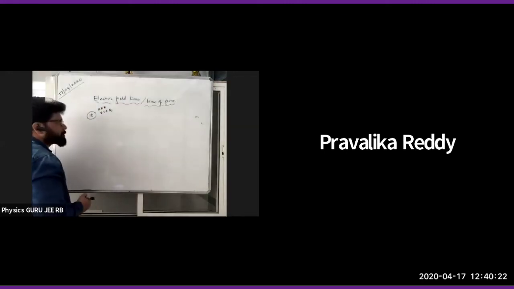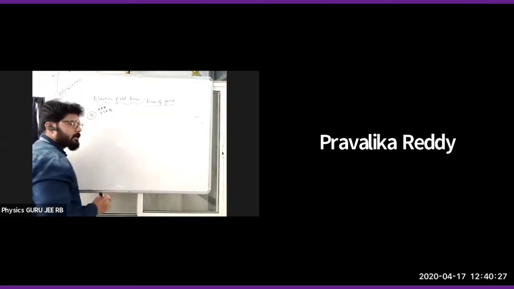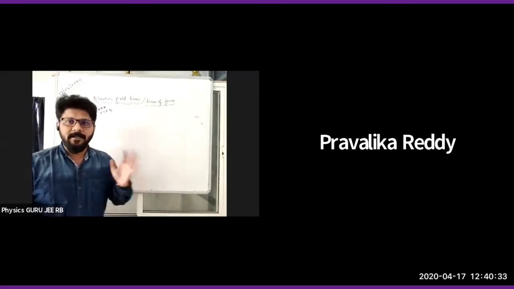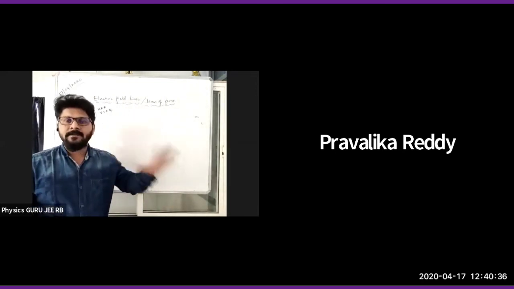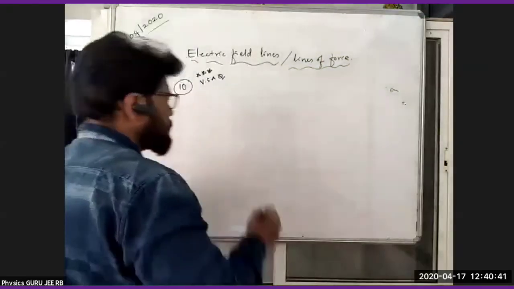So here, no two electric lines will intersect. Why will no two electric lines intersect? This is the question. Explain. Why will no two electric lines intersect? Explain. So it is a 2 marks question. Now what is the answer?